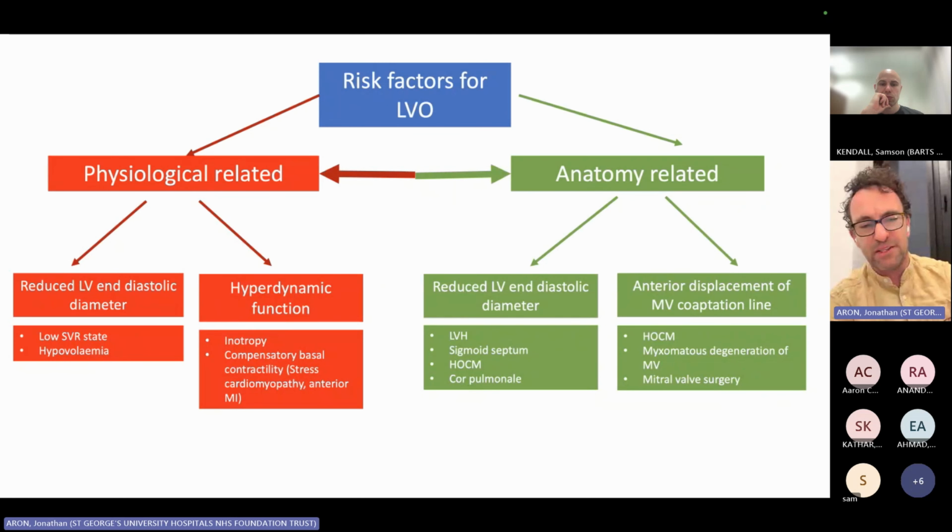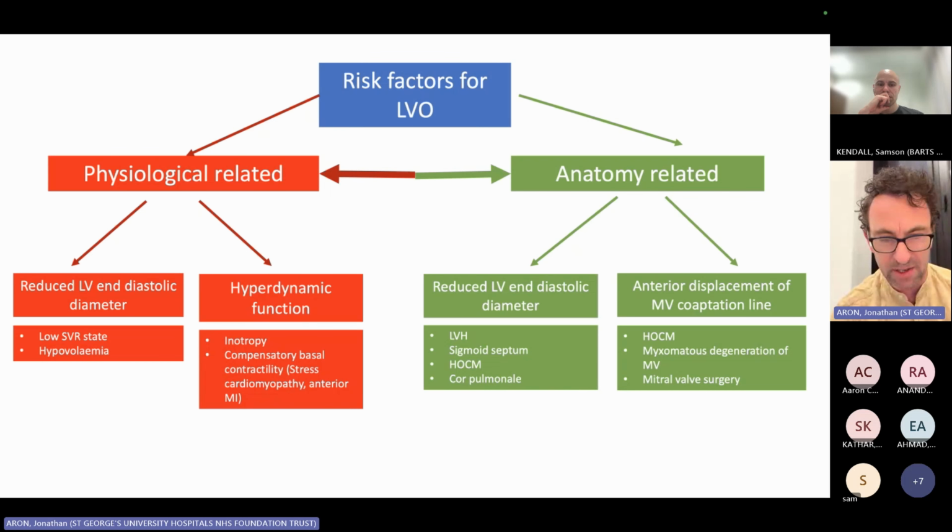So, risk factors. Well, we have the physiological related, and let's talk about those because these are all things that we manipulate on a day-to-day basis for all of our patients. So we need to understand the consequences of what we're doing to people, and in particular, how certain people can react very badly to what we do. So reduced left ventricular end diastolic diameter, i.e. low preload. Low preload is a function of many different conditions. I'm not going to go into them all, but that is one of the cornerstones of our management in ITU, to restore preload.